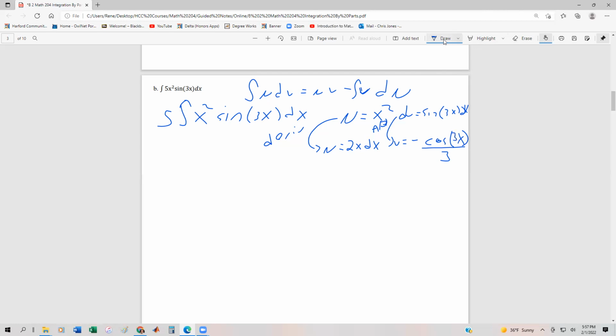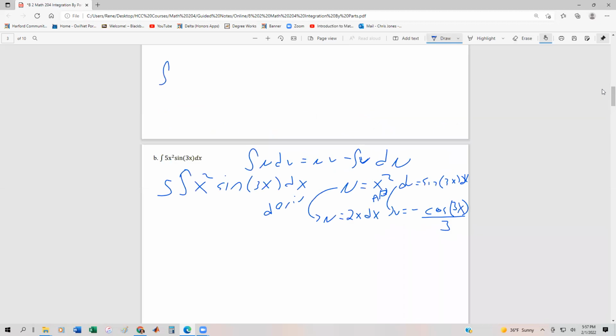If you don't believe me, you could integrate sine of 3x and do a u substitution where u is equal to 3x. Eventually what you would see is that the antiderivative is negative cos of 3x divided by 3. So just keep that in mind every time we take an antiderivative of something that has a 5x or a 1/5 x, or in this case, a 3x. We're going to use our formula.